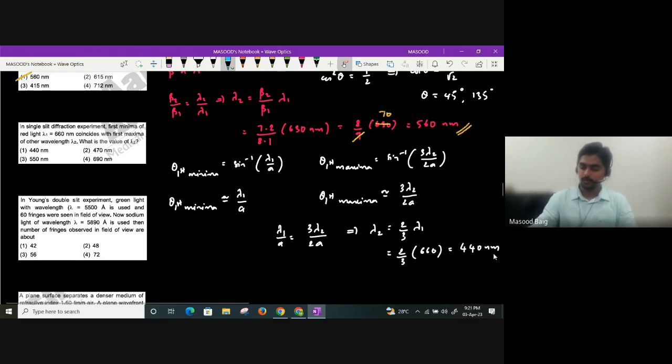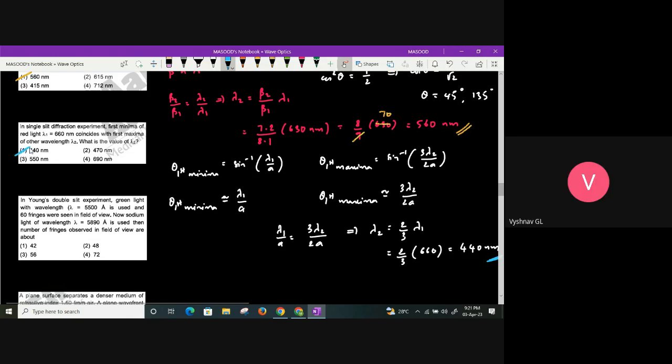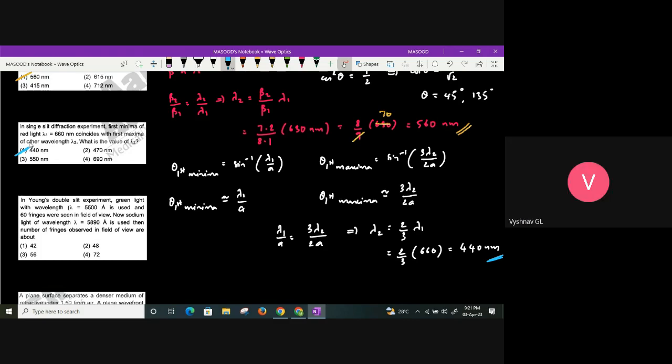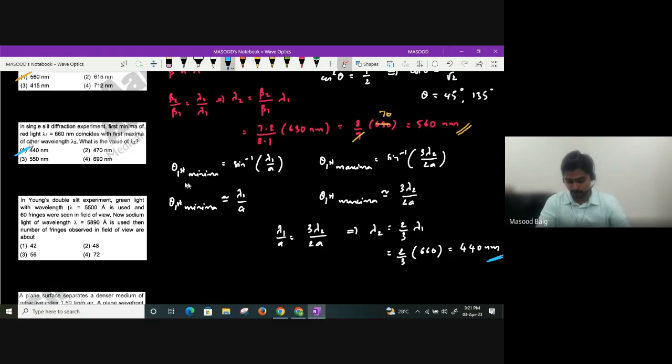समझ गए? So would you explain this also? अरे यार, तुमने फॉर्मूला याद किया है वैष्णव? Yes, sir. You know what is angular position of first minima?